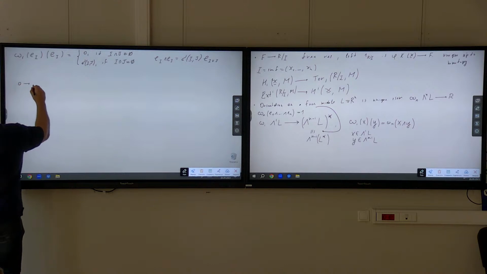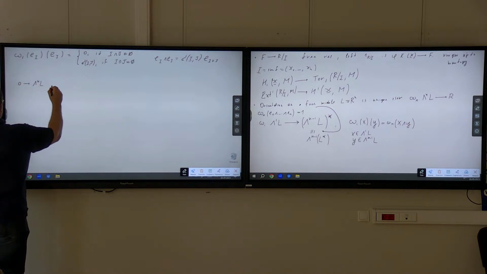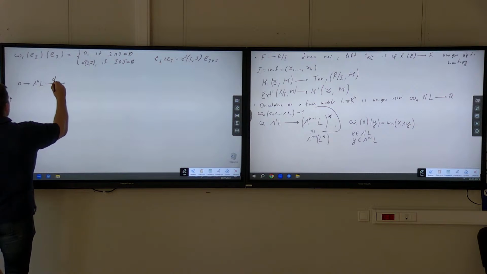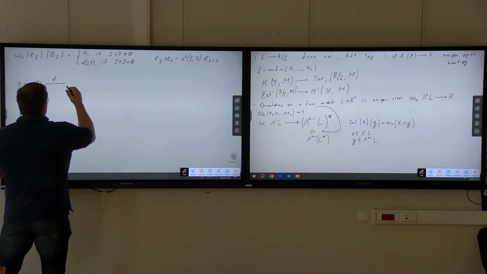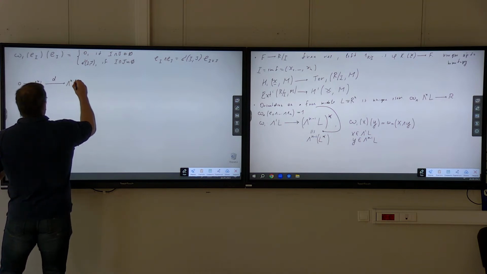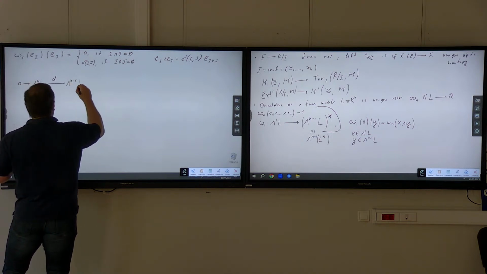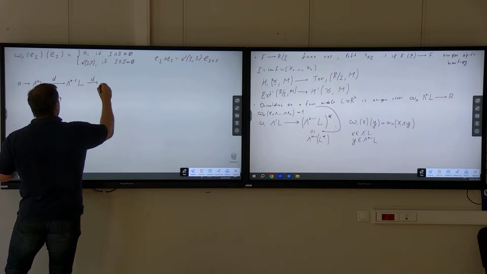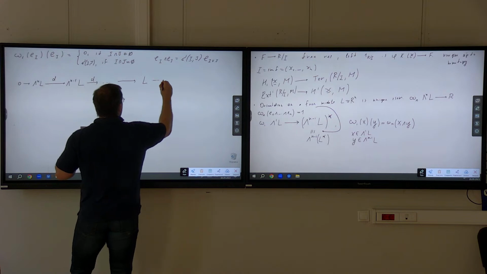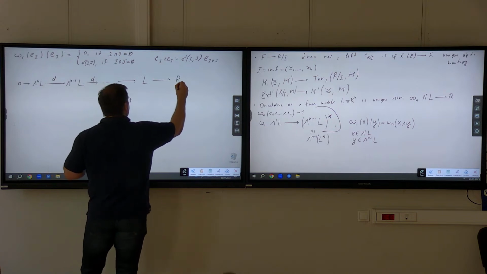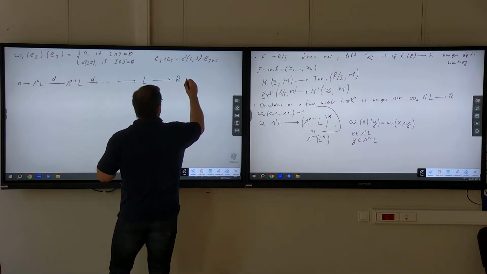I have 0, I have the top exterior power, then we have the differential. Just for shortness on this picture, I'm going to write d for the Koszul differential. This goes to the exterior power of degree n minus 1. Differential, done. So finally I'll get L, and in the 0th degree we have the ring R.